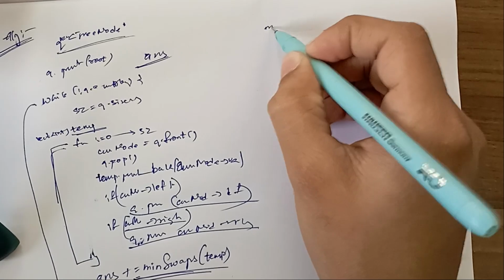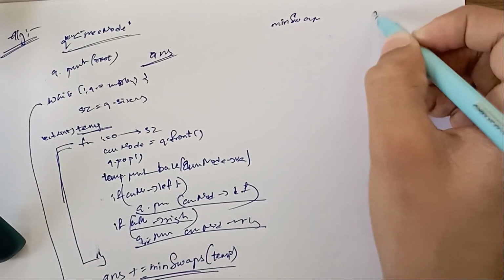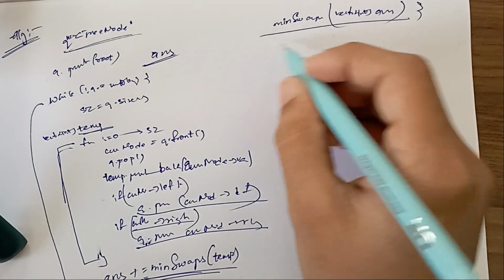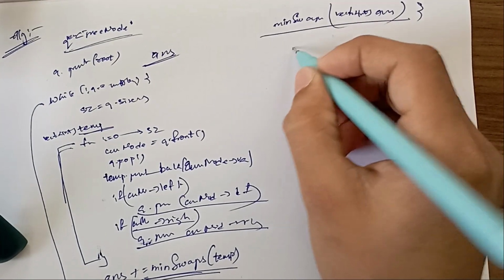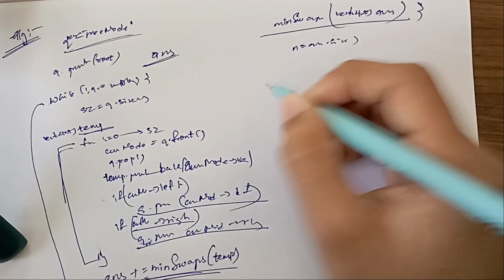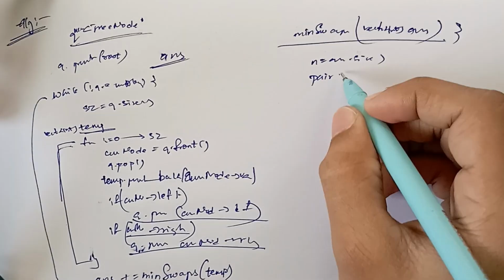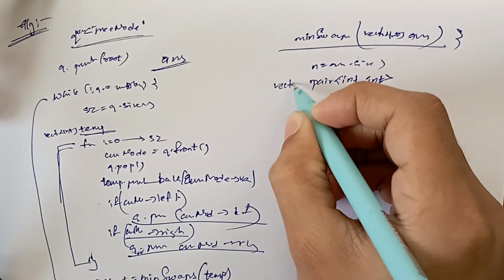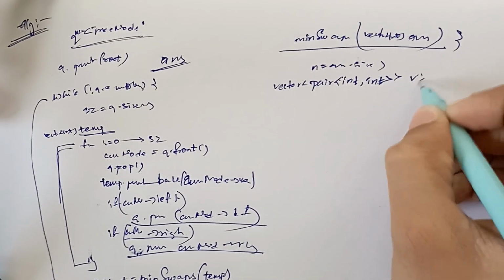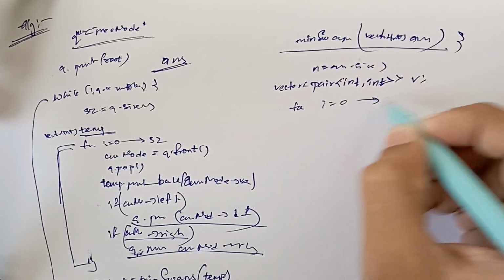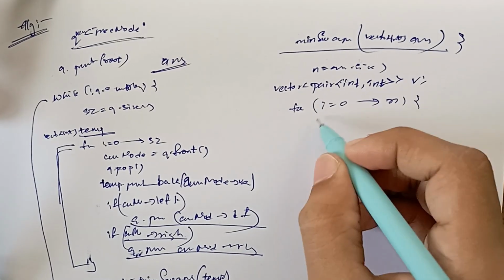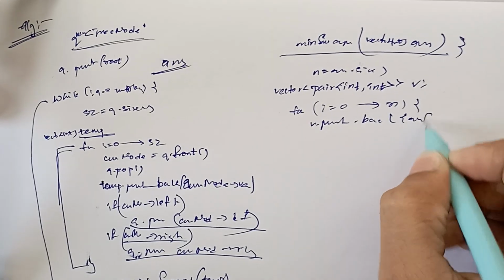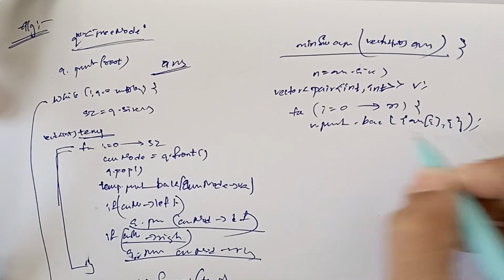How do we do this minimum swaps? Take this array, a vector of int. As I said, we need to store it with the indices. n is equal to array dot size, and we'll be storing the element and the index where it is present in v. So I iterate through n and store array of i comma i.